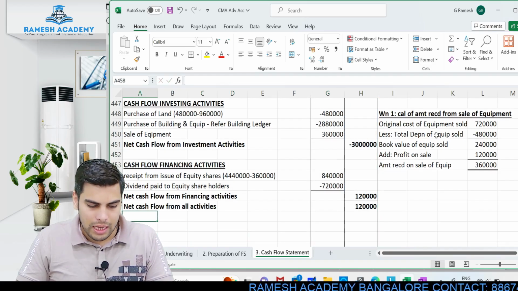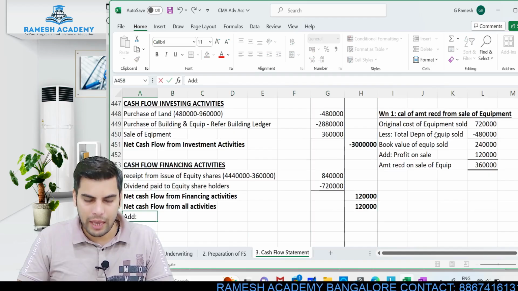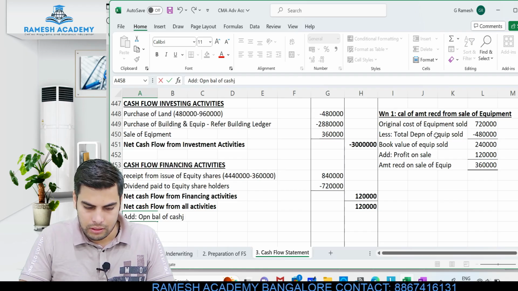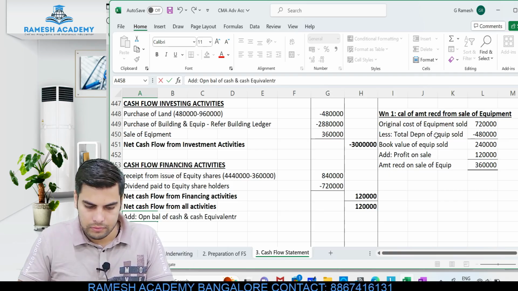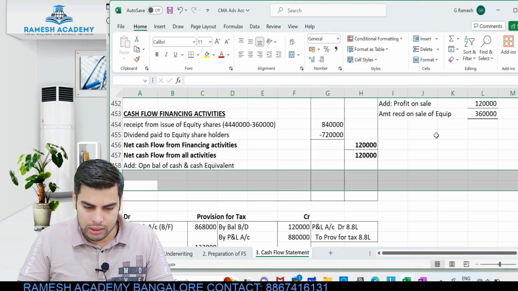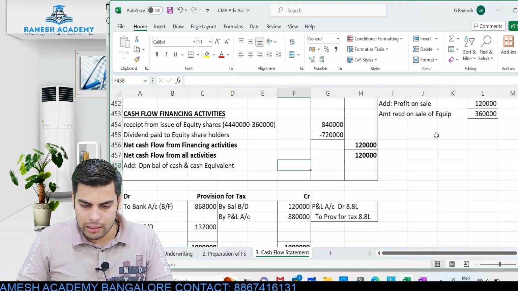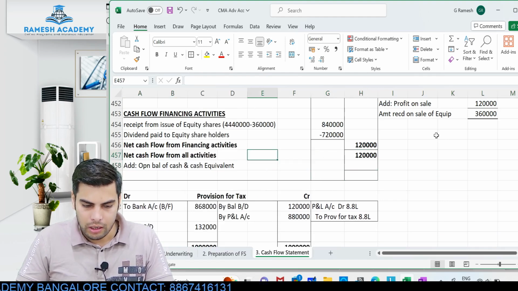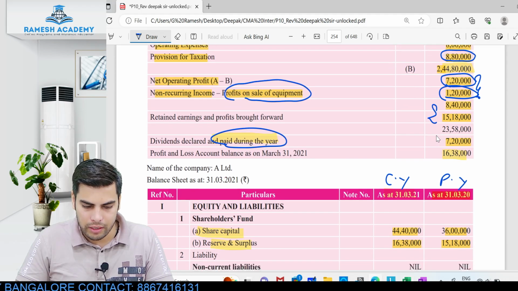Now to this I'll be adding the opening balance of cash and cash equivalent. Okay, so when I'm adding the opening balance of cash and cash equivalent to this, I should be getting the closing balance of cash and cash equivalent, exactly the amount which has been given in the balance sheet. Now what is the opening balance of cash and cash equivalent?